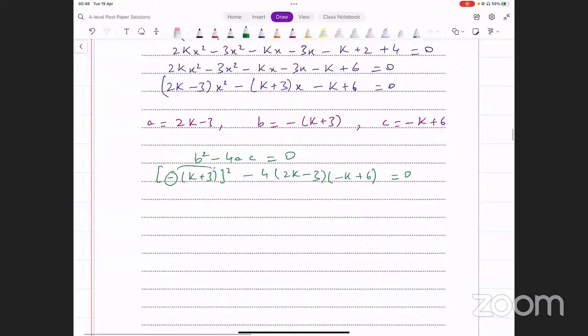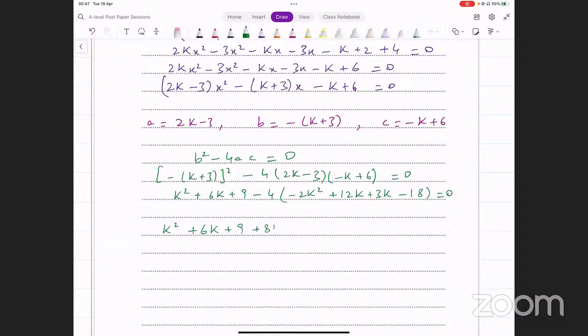अब ये minus का square तो वैसे ही positive हो जाता है. So we can just square k plus 3. K plus 3 का square क्या हो जाएगा? K square plus 6k plus 9 minus 4 into 2k into minus k, that's minus 2k square. 2k into 6 is 12k. Minus 3 into minus k is plus 3k. Minus 3 into 6 is minus 18. That equals 0. And now we just multiply 4 inside as well. That gives us k square plus 6k plus 9 plus 8k square minus 48k minus 12k plus 72 equals 0.